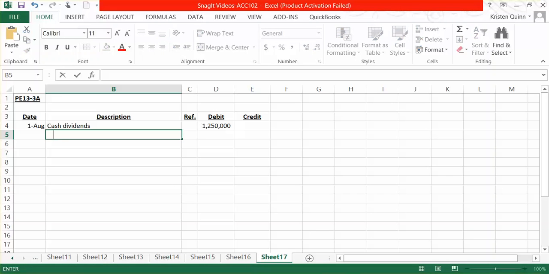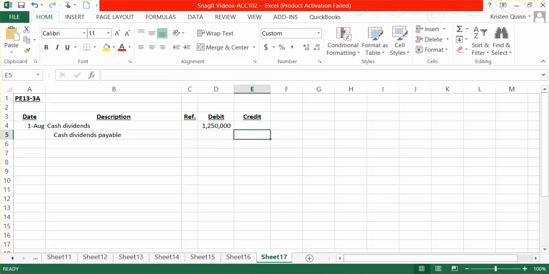And we are going to credit cash dividends payable because it is a liability. We are not paying it on the declaration date. We are just declaring that one will be paid.